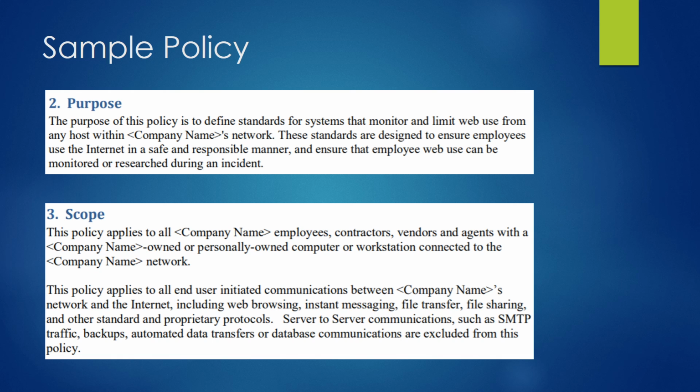In this slide, I'm just sharing a snapshot of a sample policy to explain how the purpose and scope of a web content filtering system or internet usage policy should be framed. So the purpose should explain why the monitoring is in place and what the objective of such a policy is. The scope should cover what communications and what areas in the network are being monitored to achieve the objective or the purpose of the policy.